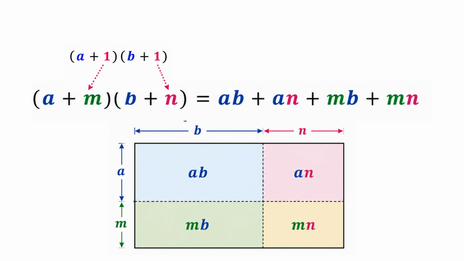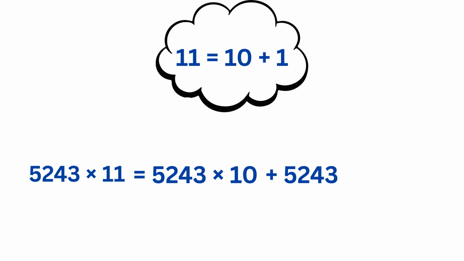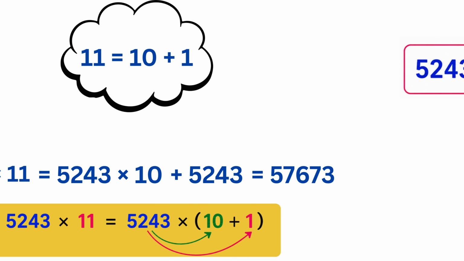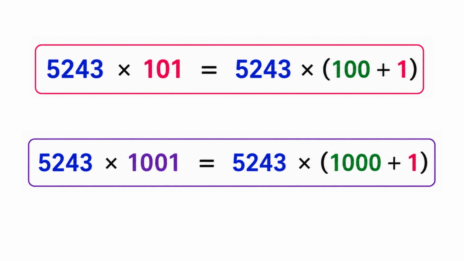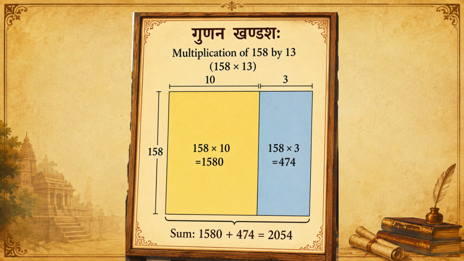This principle can make arithmetic surprisingly fast. Since 11 equals 10 plus 1, 5,243 into 11 equals 5,243 into 10 plus 5,243 equals 57,673. The shortcut is not magic, it is distributivity at work. The same idea extends naturally to numbers such as 101 and 1001. More than 1,000 years ago, Brahmagupta described this approach as multiplication by parts, breaking a quantity into convenient pieces, multiplying each part, and adding the results.